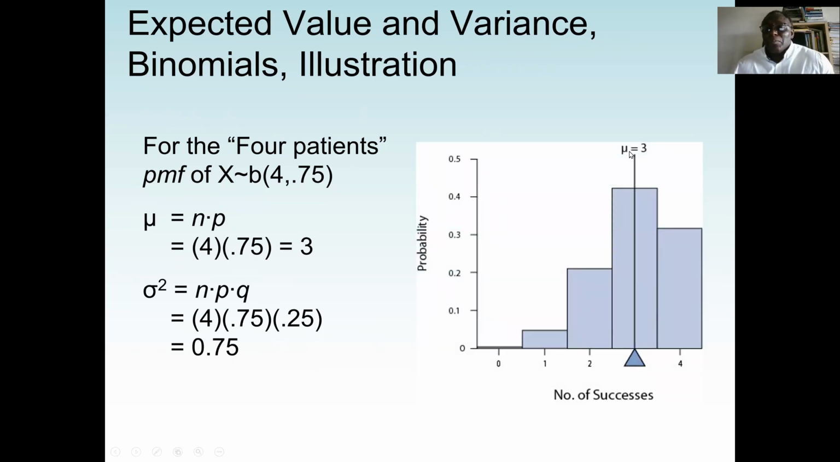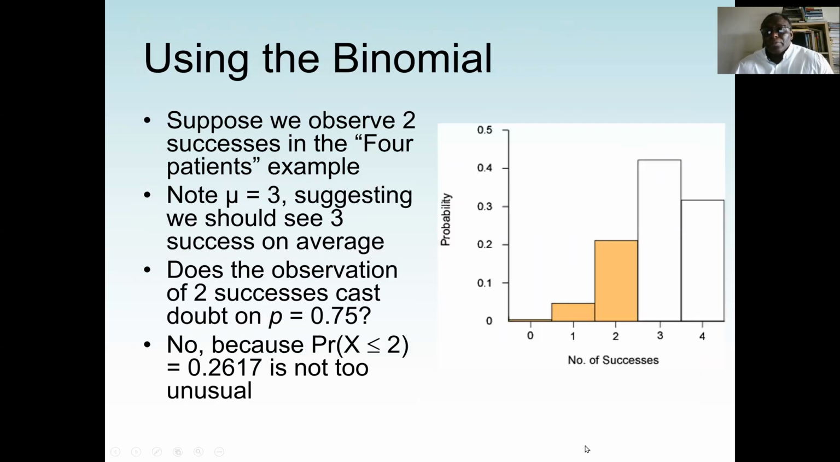So we can see our center mu is 3. Now, using the binomial, suppose we observe 2 successes in the 4 patients. We know in the example mu is 3, suggesting that we should see 3 successes on average. Now the question is, does the observation of 2 successes cast doubt on P equal to 0.75? We say no. Why no? Because the probability of S less than or equal to 2 is 0.2617. It's not too unusual.